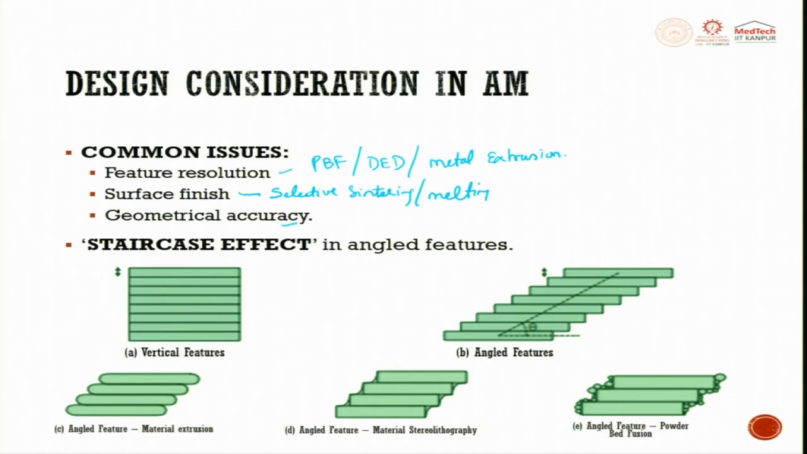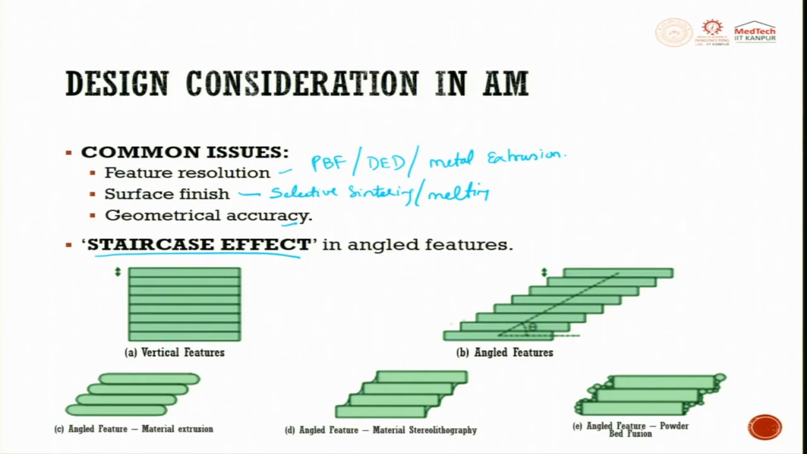The last one is geometrical accuracy. We are talking not about dimensional accuracy but geometrical accuracy, in which we involve 3D geometry, and we also look at cylindricity, conicity, runout, all these things while developing this. So geometrical accuracy is the other important thing. The most important problem we face in additive manufacturing when we build layer by layer is the staircase effect. Here this is a vertical feature, this is an angular feature, this is an angular feature.